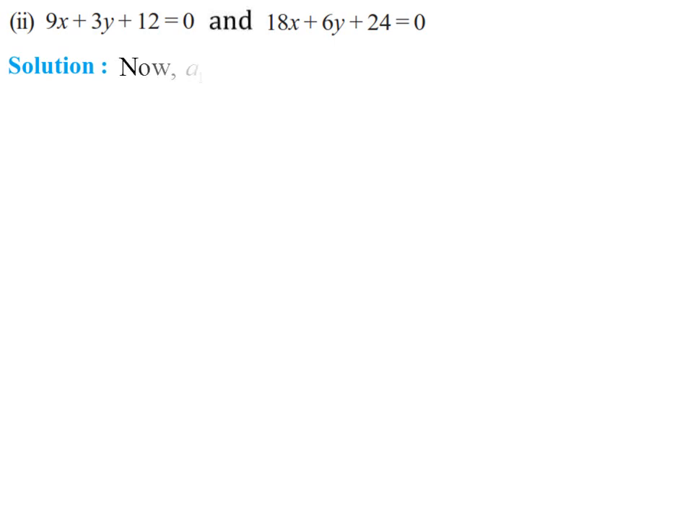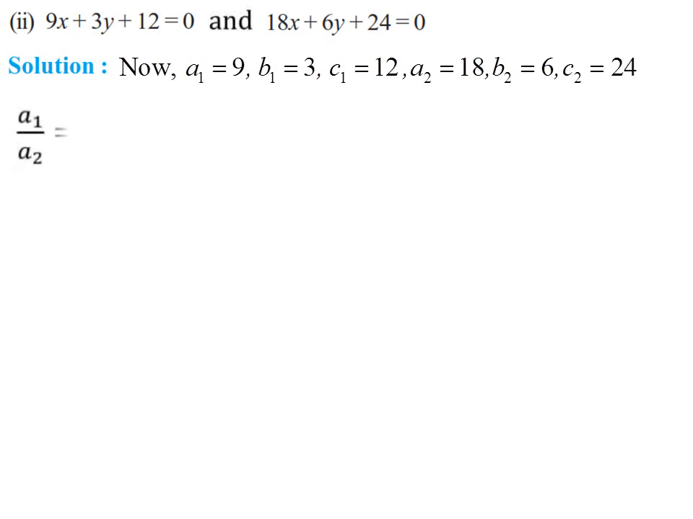Now the second one in this question is 9x plus 3y plus 12 equals to 0, and 18x plus 6y plus 24 equals to 0. Now again for the solution we will calculate a1, a2, b1, b2, c1, c2. So a1 equals to 9, b1 equals to 3, c1 equals to 12, a2 equals to 18, b2 equals to 6, and c2 equals to 24.